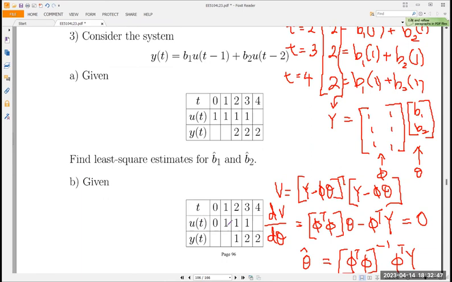Which means in a practical system, if you find that you have a problem in identifying, you may just want to change the input a little bit. And then you will get your output change a little bit. From there, you will be able to identify your plant. All right, this is the lesson behind the tutorial question. So this is about signal in identification.